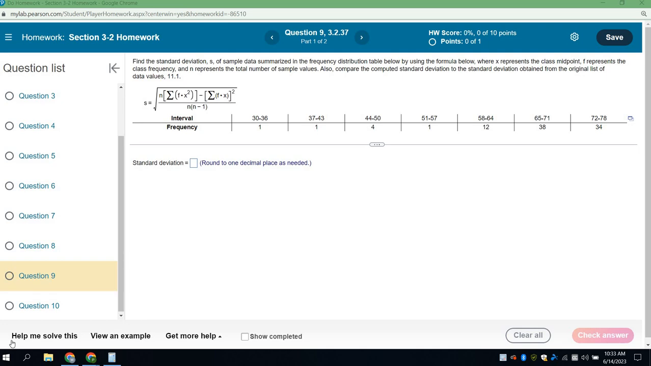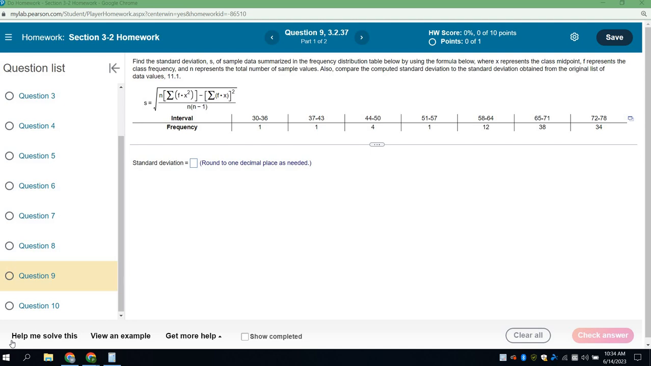I had a question from a student about this homework problem. It's homework problem 9 in the section 3.2 homework, and it's where you're finding the standard deviation of a frequency table, of a frequency distribution. Question 10 is very similar, so I thought I would show a video on how to go about doing this.